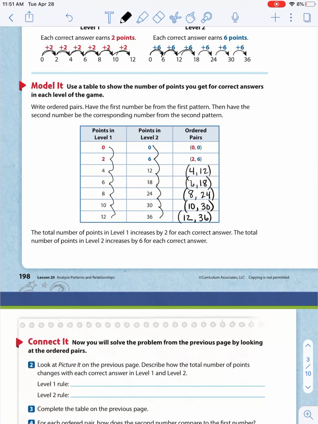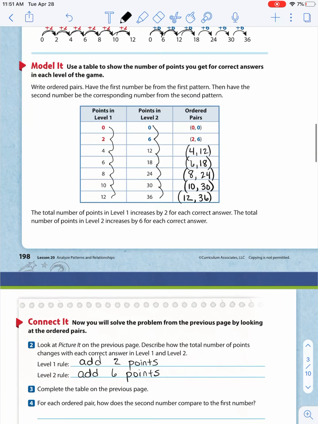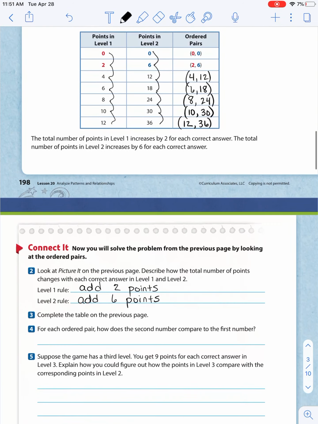Describe how the total number of points changes with each correct answer in level 1 and level 2. So in level 1, the rule is they add 2 points. In level 2, they add 6 points. Okay? Complete the table on the previous page, which we did. That was in our Model It.